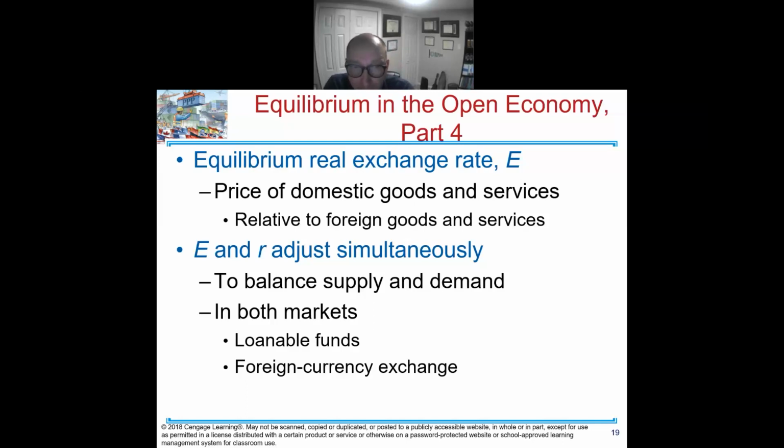The equilibrium of the exchange rate is based on the price of domestic goods and services. These adjust simultaneously. So, as I said, the equilibrium goes up and down every second. So they adjust simultaneously, the equilibrium and the real exchange rate. And of course, this is done to balance supply and demand over time in both the foreign and domestic markets for loanable funds and foreign currency exchanges.